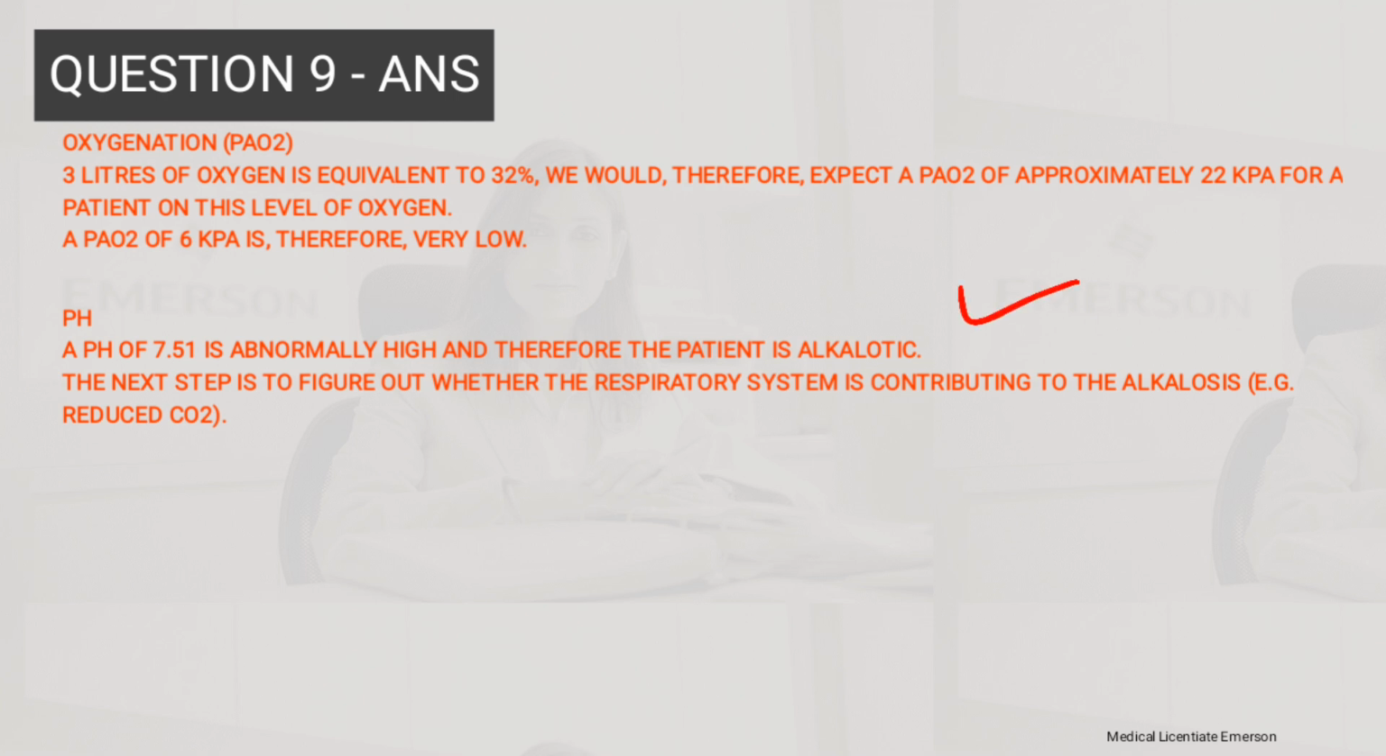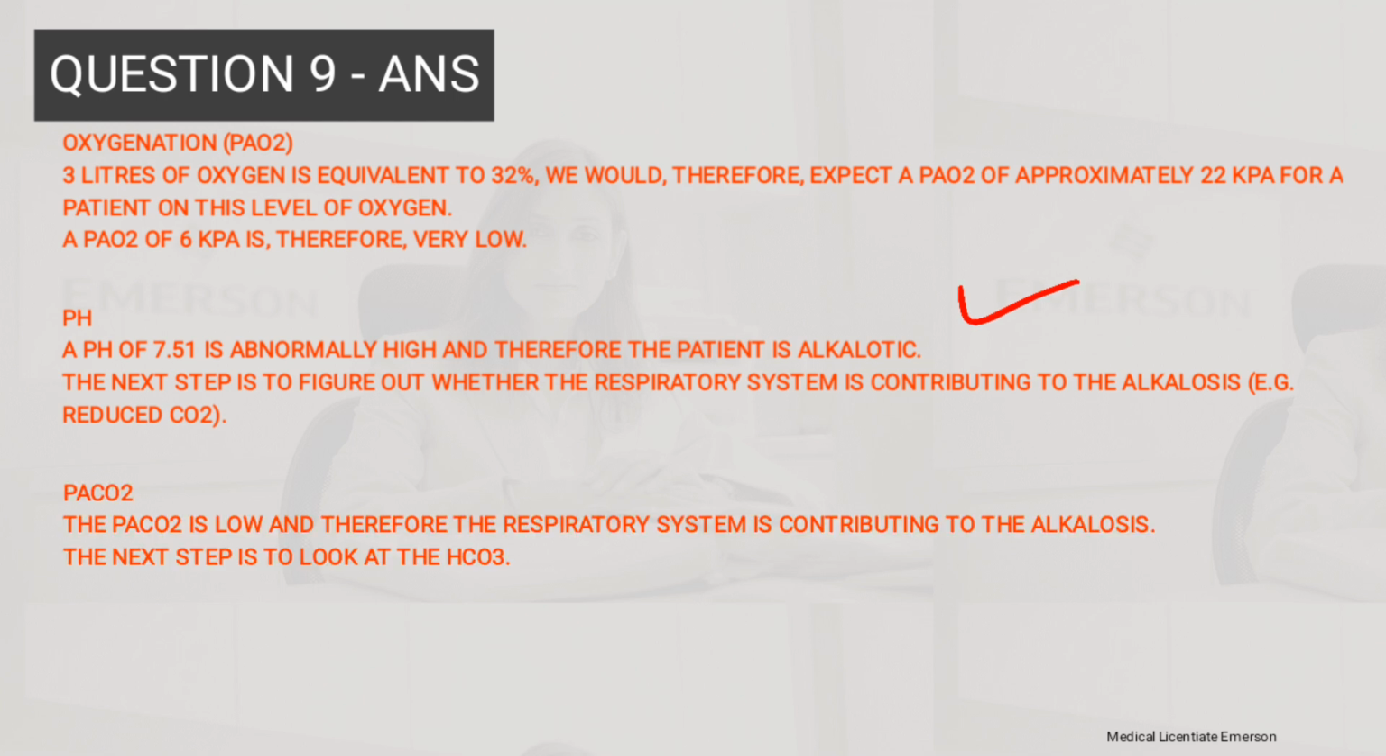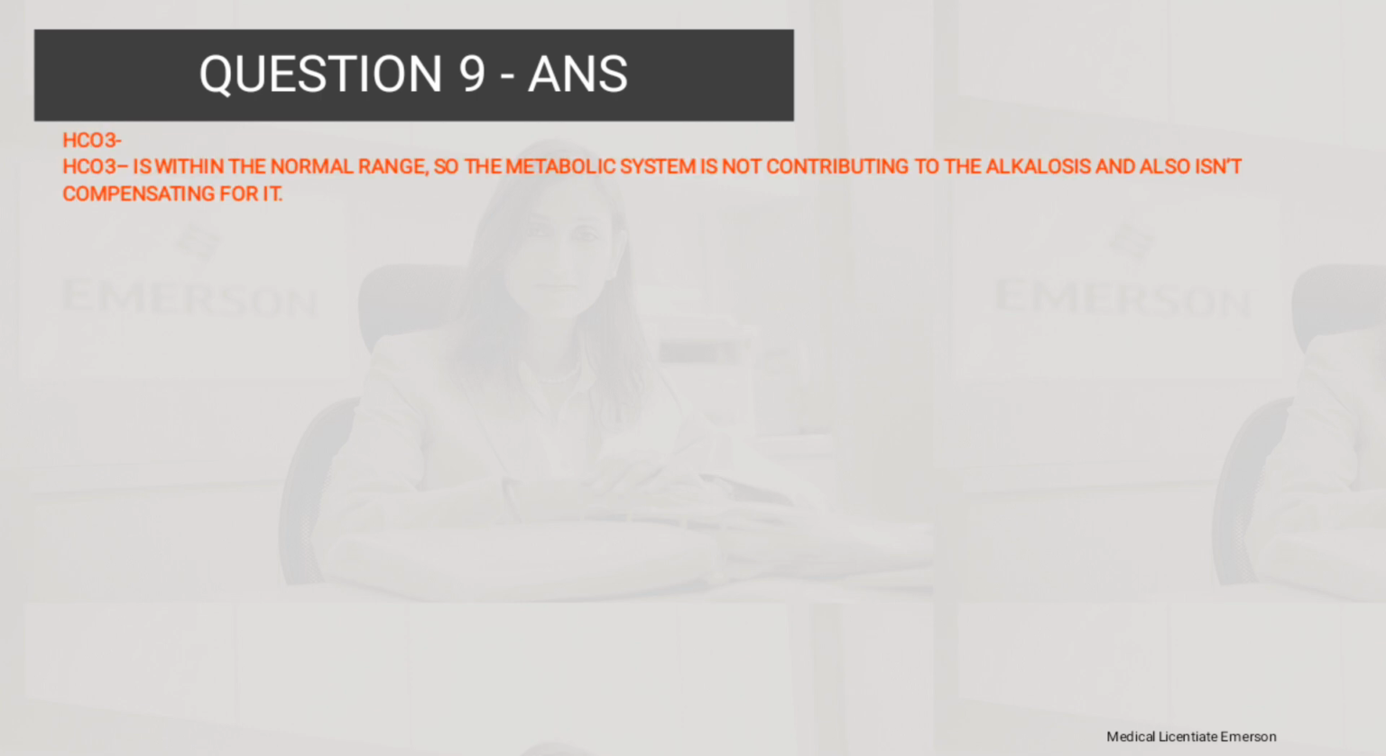Then the next step is to figure out whether the respiratory system is contributing to the alkalosis, for example when there is reduced carbon dioxide. So the partial pressure of carbon dioxide is low, and therefore the respiratory system is contributing to the alkalosis. Okay. Then the next step is to look at the bicarbonate levels. So the bicarbonate level is within normal range. So the metabolic system is not compensating for the alkalosis. Then the base excess is within normal range. Again, there is no metabolic compensation.